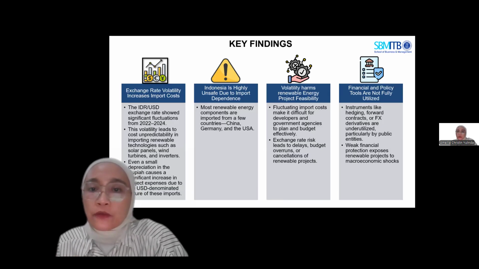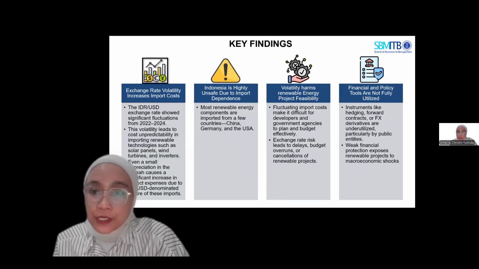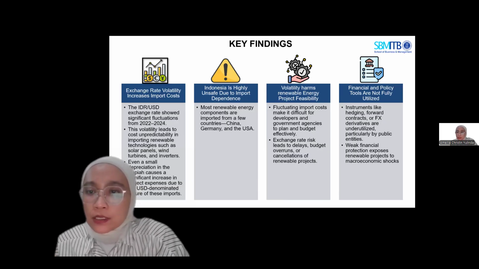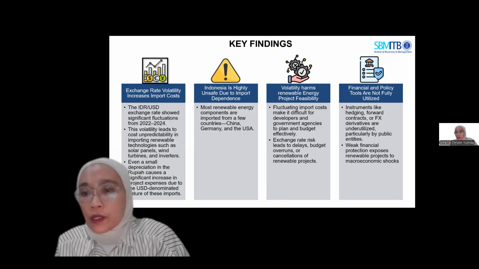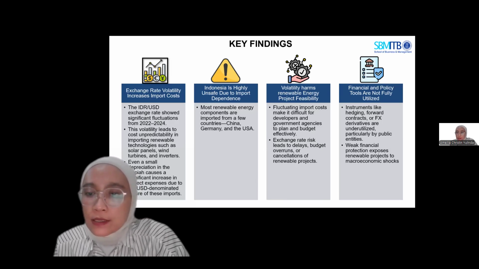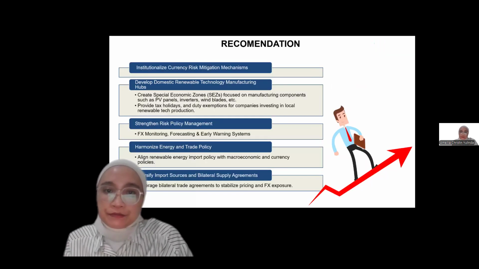And the third is that volatility harms renewable energy project feasibility. And the last is that financial and policy tools are not fully utilized. It is because instruments like hedging and derivative tools are not applied in public entities, and weak financial protection exposes renewable projects to macroeconomic shocks.